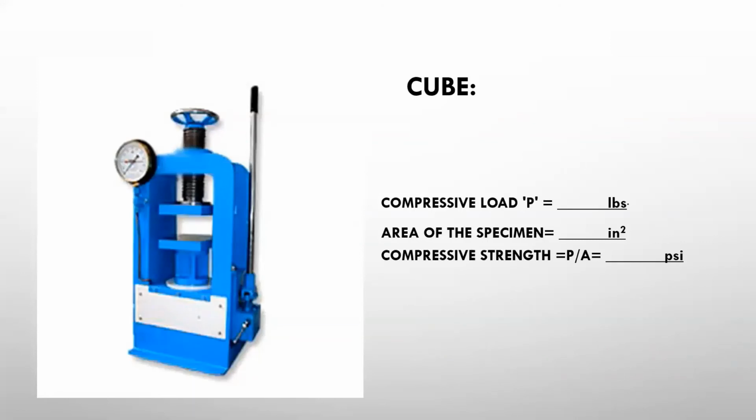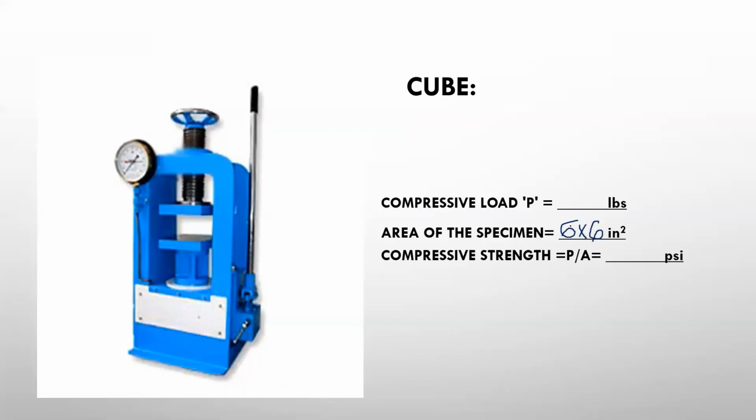Load of P, you have to take this reading from your compression testing machine. Then you have to put the area of a specimen. You have taken the mold of 6 inches by 6 inches, so you just multiply 6 into 6. So 36 inches square will be the area.